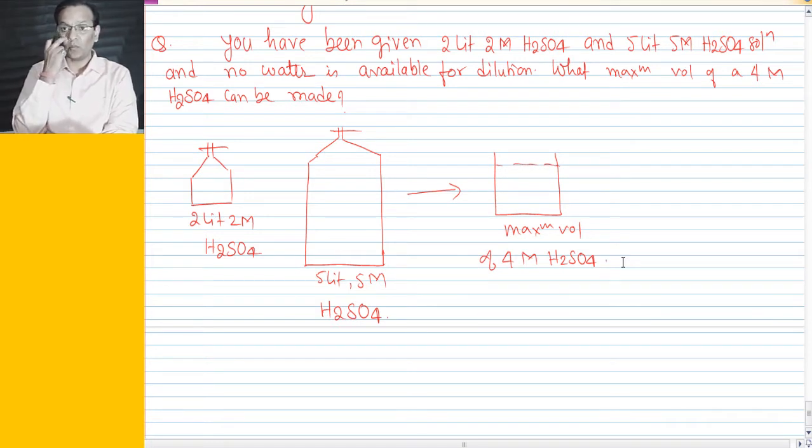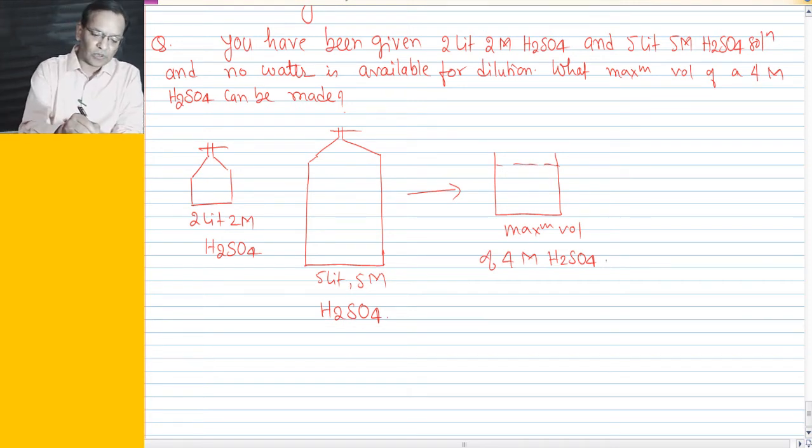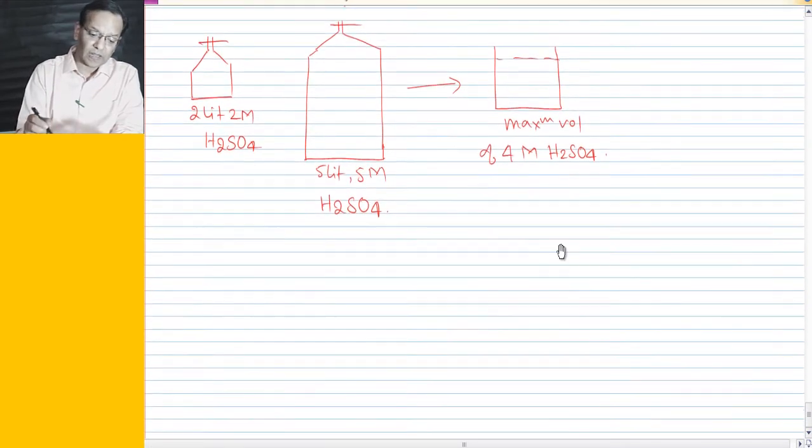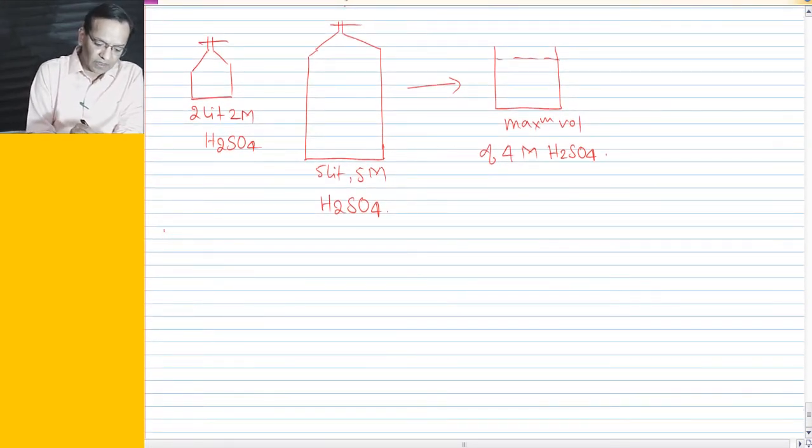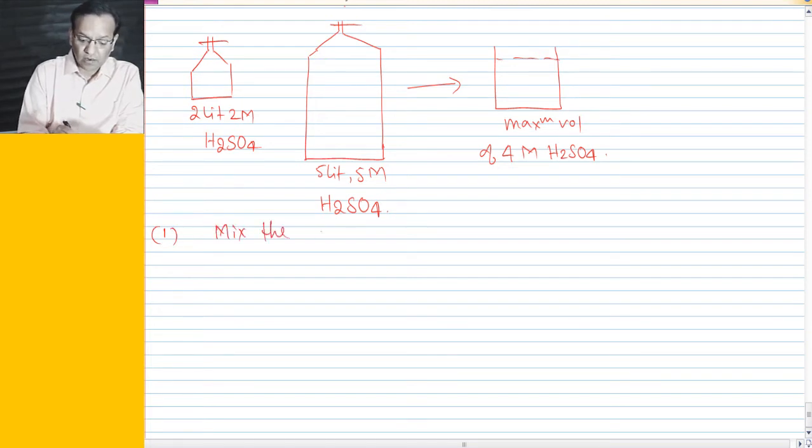So for maximum volume, one can think of mixing the entire volume of these two solutions. In that case, the volume will be 7 liter. But will that give a solution of 4 molarity? Let us check. So if we make cases, mix the whole volumes.